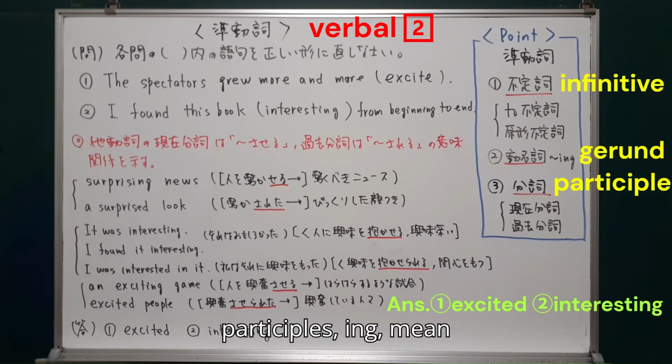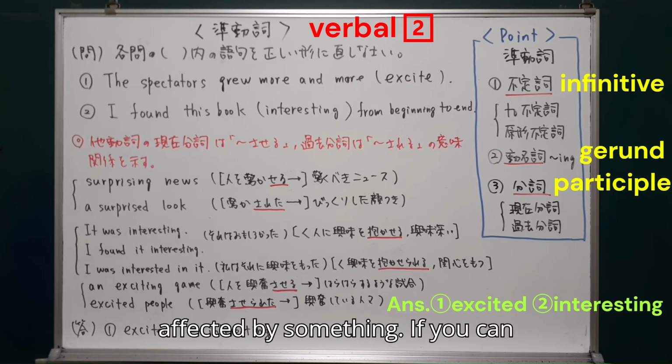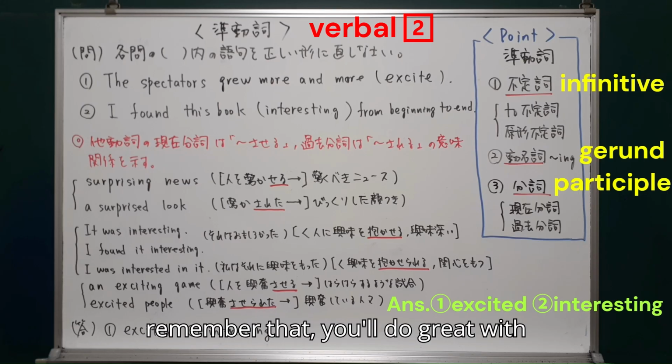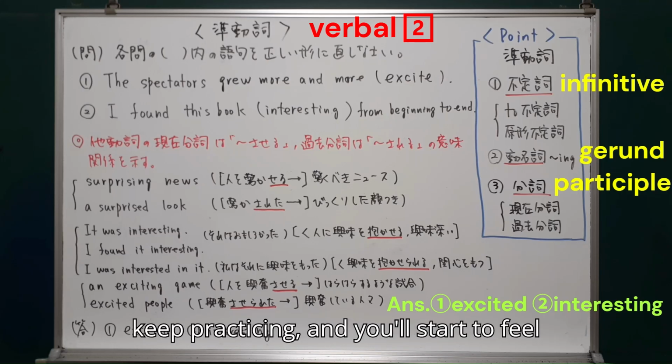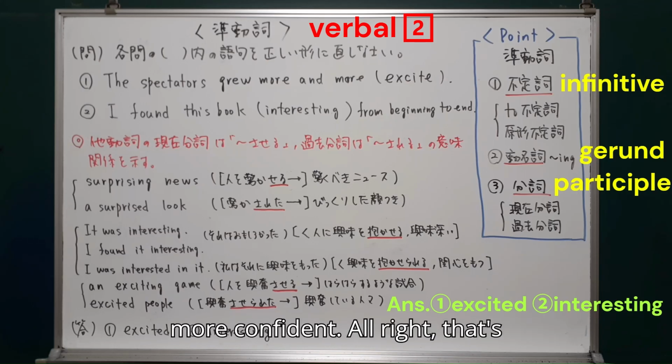Present participles, -ing, mean causing something. Past participles, -ed, mean being affected by something. If you can remember that, you'll do great with most participle questions. So keep practicing, and you'll start to feel more confident.